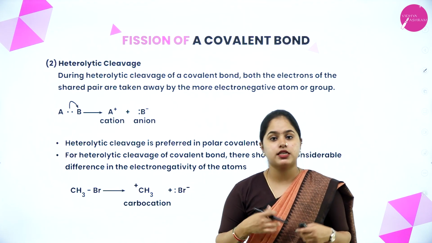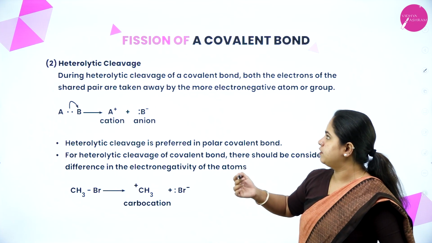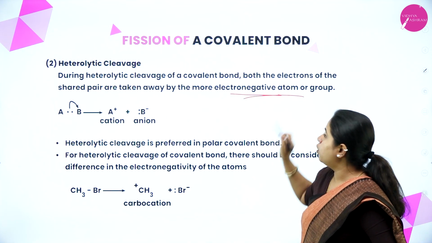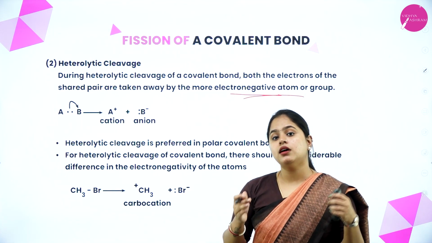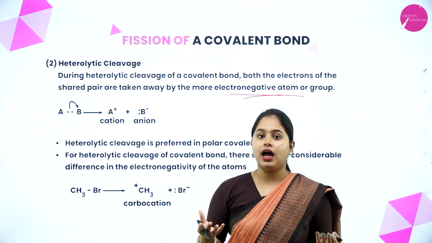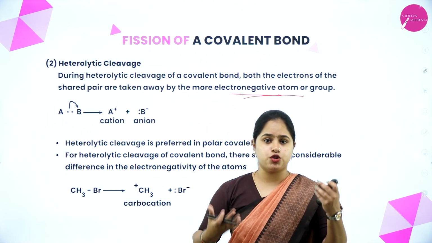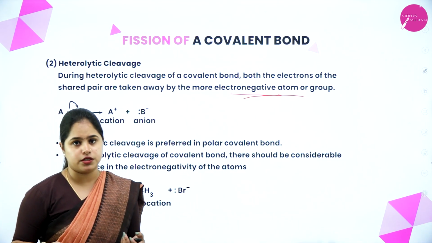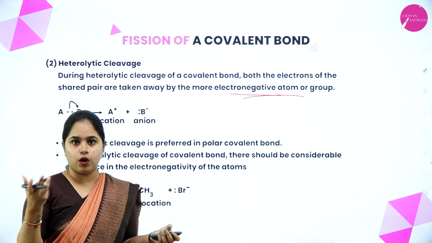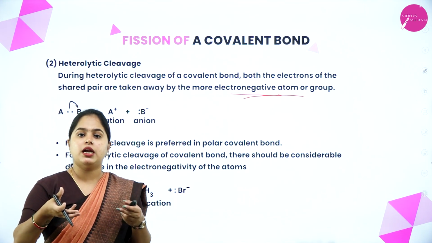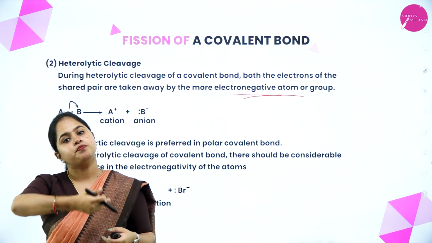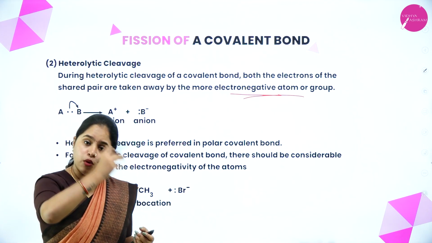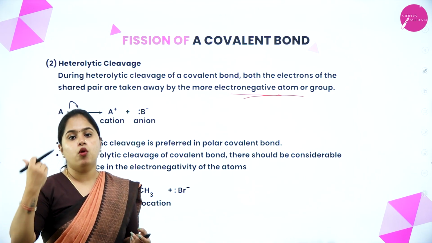Now moving on to the next type, that is heterolytic cleavage. During heterolytic cleavage of a covalent bond, both the electrons of the shared pair are taken away by the more electronegative atom. In the earlier case, homolytic cleavage, both the atoms were the same, so there was no electronegativity difference. Now we are considering 2 atoms which have an electronegativity difference. If there is an electronegativity difference, it becomes a polar covalent bond. So now the shared pair of electrons will be taken by the more electronegative one. They won't take one electron each. Both the electrons will be taken by the more electronegative atom.